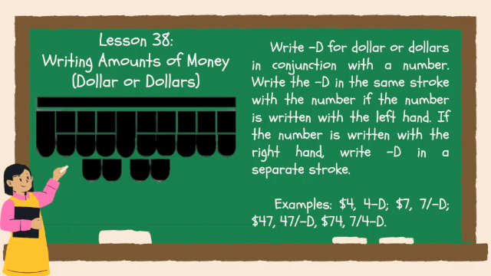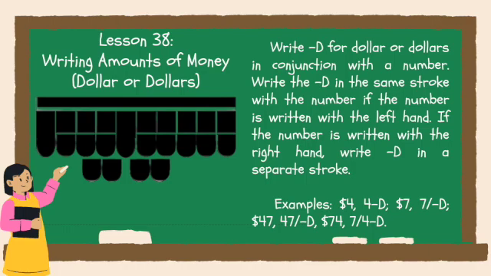For example, we have here $4. We write number 4 using your left hand. That would mean we can write the dollar sign or the final D simultaneously with number 4, because we use our left hand in typing or writing number 4. So that's 4 and then final D. Final D is typed using your right little finger.